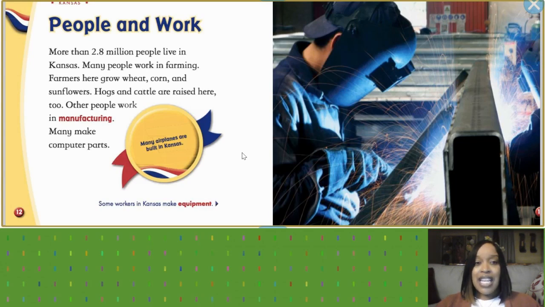So I didn't take any notes on this page, but there was a lot of information, like things that grow here: wheat, corn, and sunflowers, and also that Kansas makes many computer parts and lots of airplanes are built here.